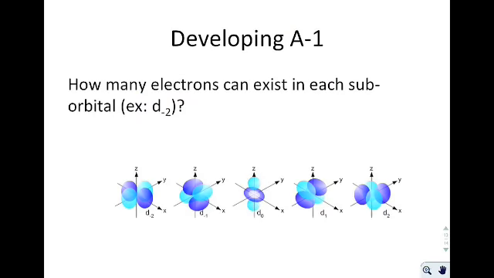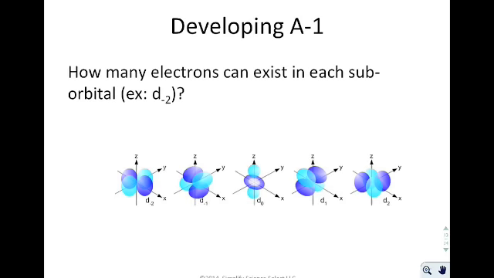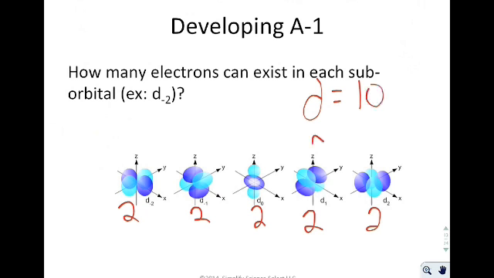So, how many electrons can exist in each orbital? For example, you have d minus 2. If you look right here, I have d minus 2. It can hold 2 electrons. This can hold 2 electrons. This can hold 2 electrons. This can hold 2 electrons. And this can hold 2 electrons. So, because of that, the d suborbital can hold a maximum of 10. But d minus 1 can only hold 2. What connects these is the fact that there are 5 d suborbitals.